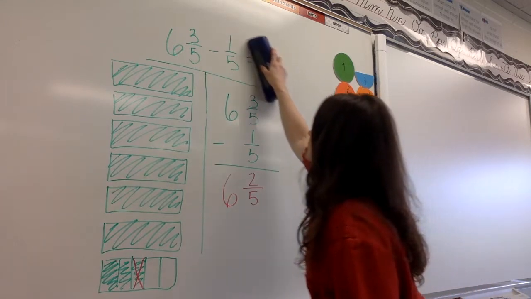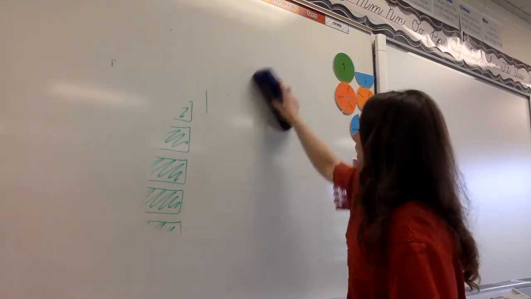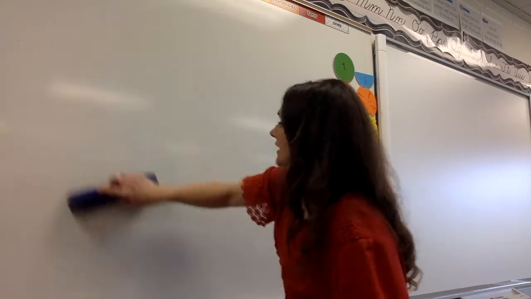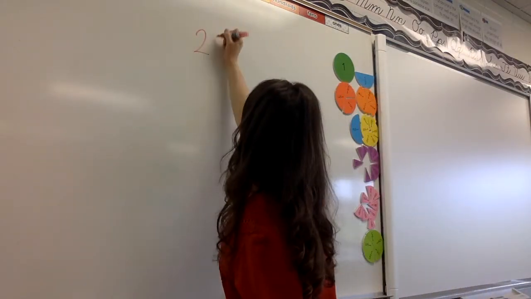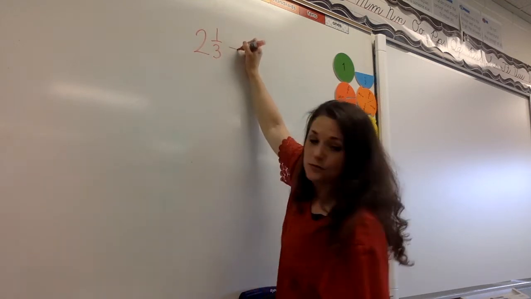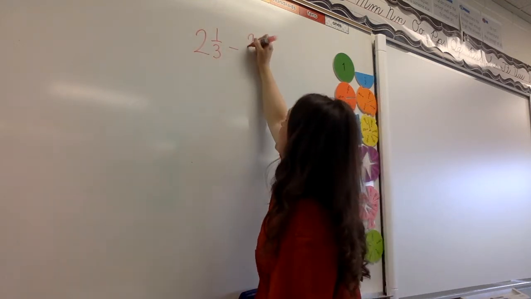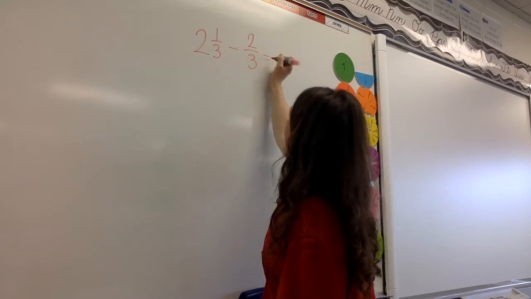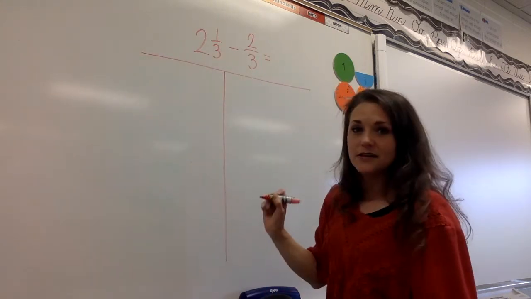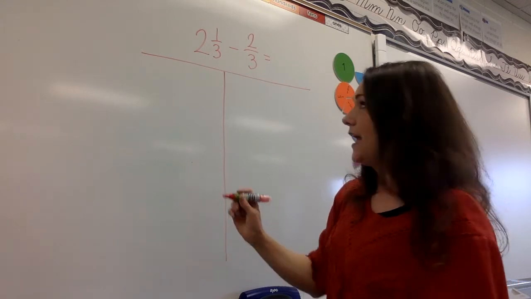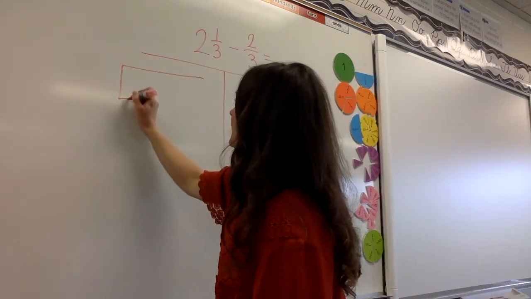Okay, now let's try another problem that gets a little more tricky. If we have 2 and 1/3 and we want to subtract off 2/3. All right, and I'm going to do my t-chart again just so that we can see this picture happening in our head and visualize it better.